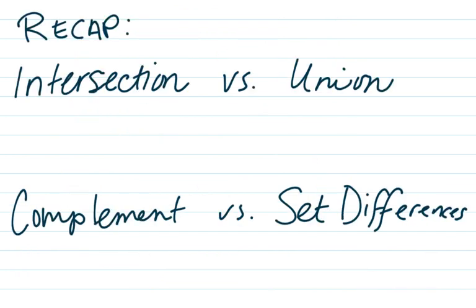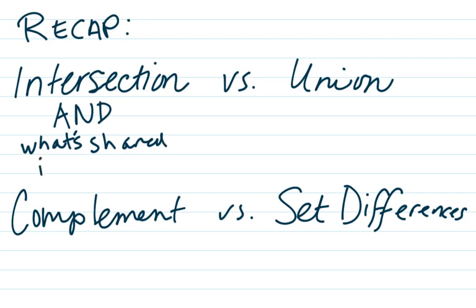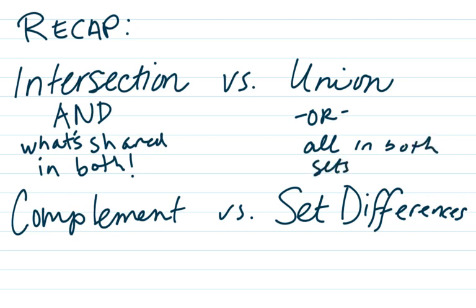So a quick recap: the intersection is our "and." It's what's in both, what's shared in both. Versus the union, which is the "or": we count it if it's in either set. So you could think of this as all elements in both sets, including what's shared.